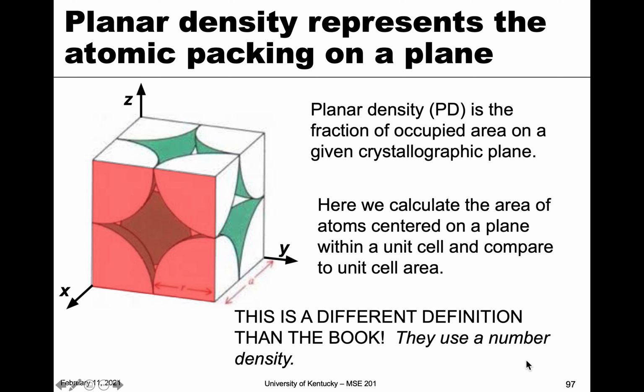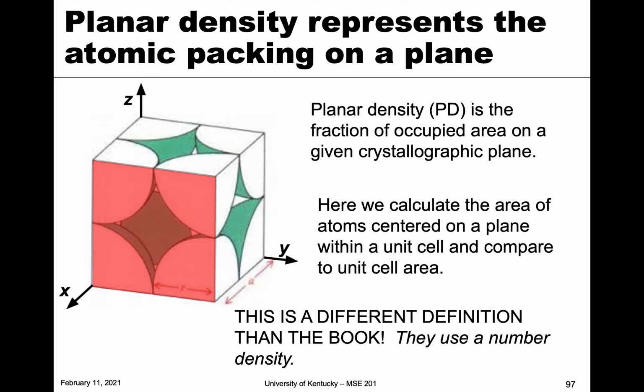So how much area do atoms cover on a given crystallographic plane? For the purposes of these calculations, we're going to say that the atom has to be centered on the plane. So basically, the center of the atom, like you can see here, has to go through the plane. That makes it a little easier to calculate than having to worry about quarters of planes and things like that. So only if the atom is centered on the plane within the unit cell is it calculated. And then we also look at the unit cell area of that plane.